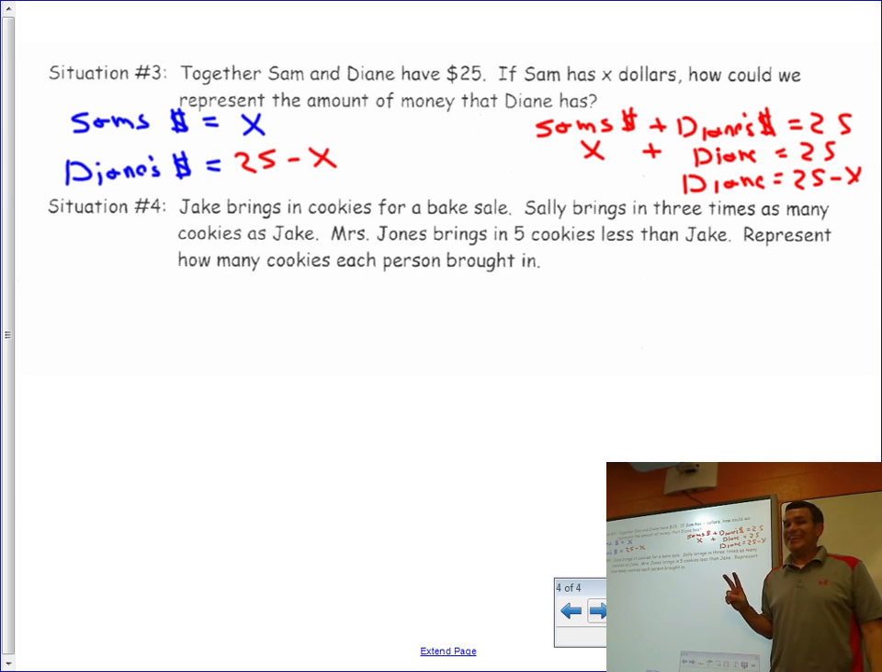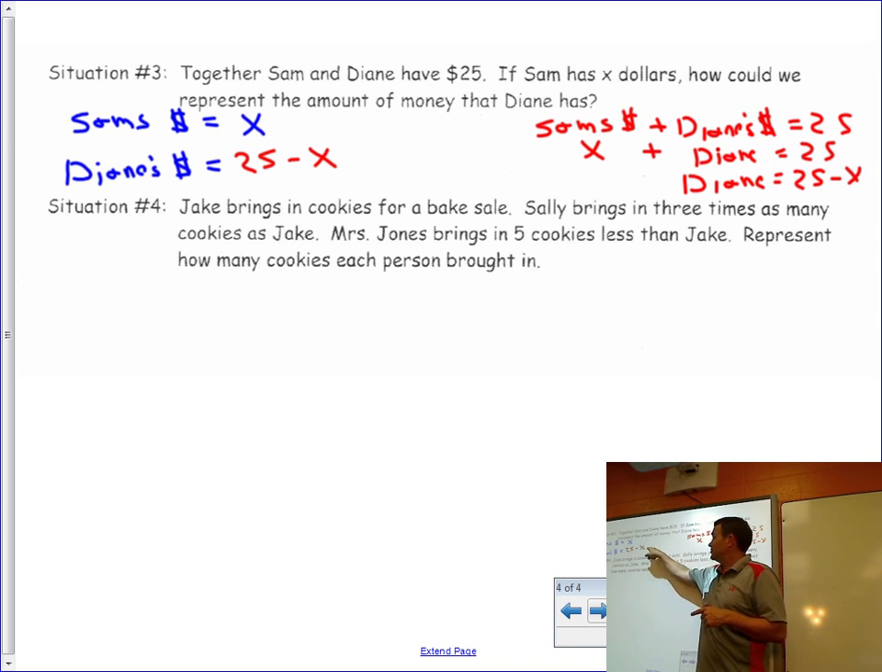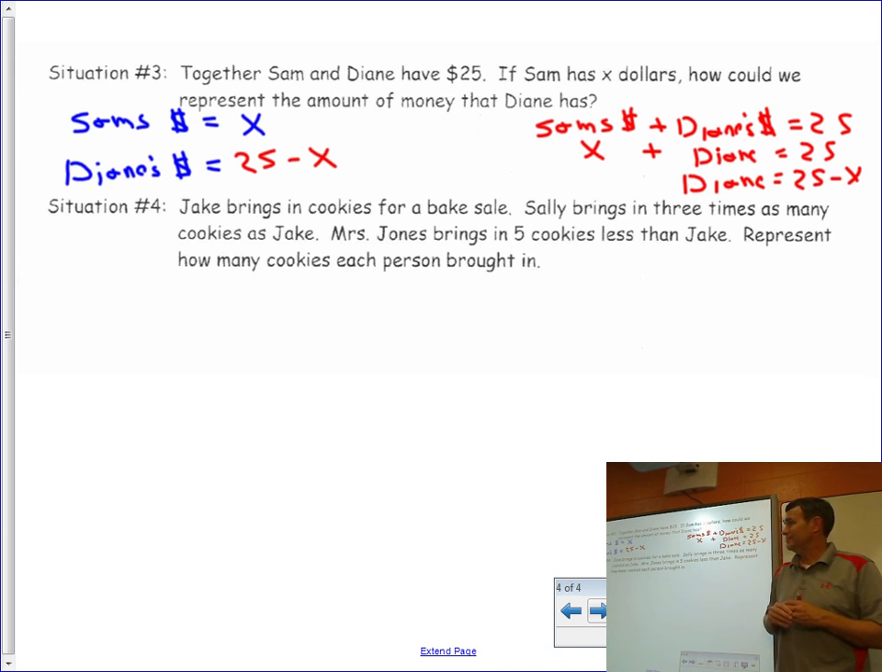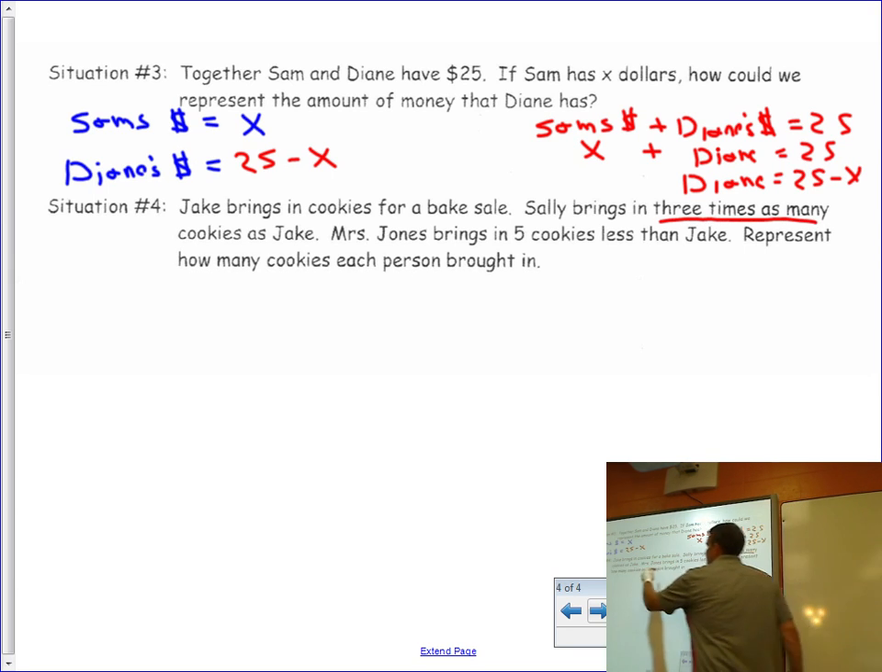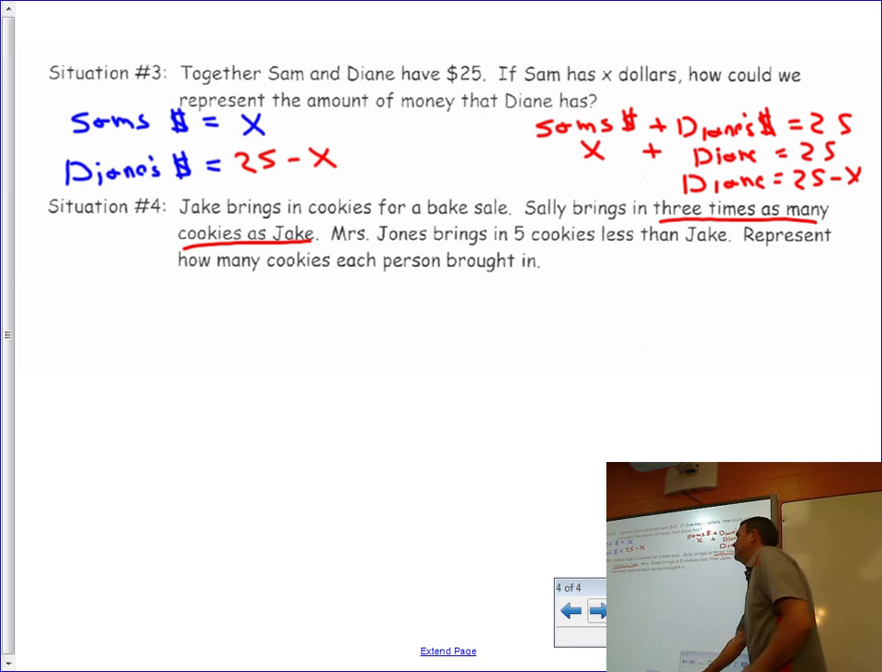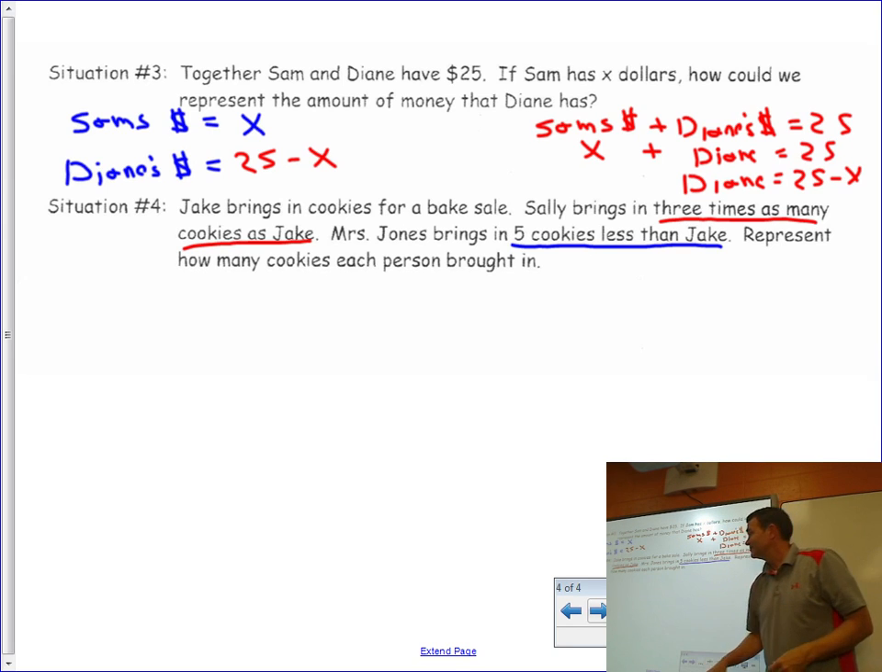Anytime you have two numbers that add up to something and you know what they add up to, this is how you could represent them. One of them would be X, and the other would be the total amount minus what was already used, minus X. All right, last up, I don't think this one's that hard. It talks about some people bringing in cookies for a bake sale. Jake brings in cookies. Sally brings in 3 times as many cookies as Jake. That's important. And Mrs. Jones brings in 5 cookies less than Jake. That's important. Represent how many cookies each person brought in.